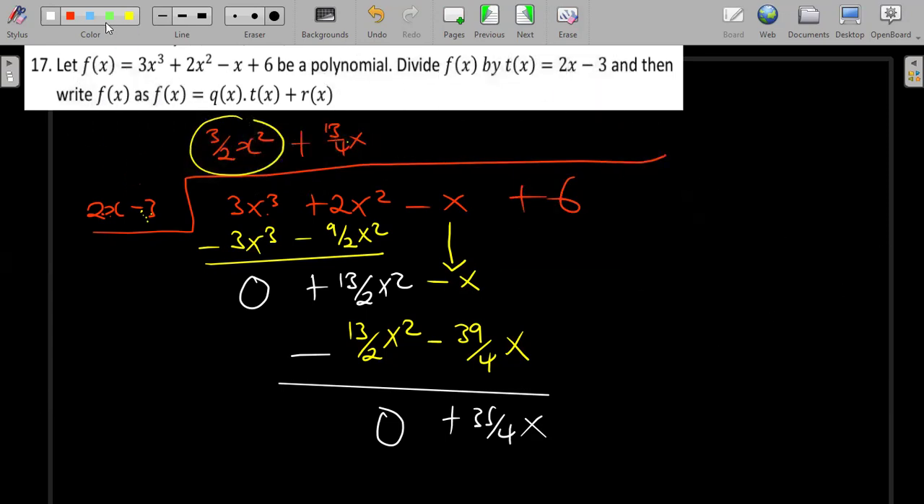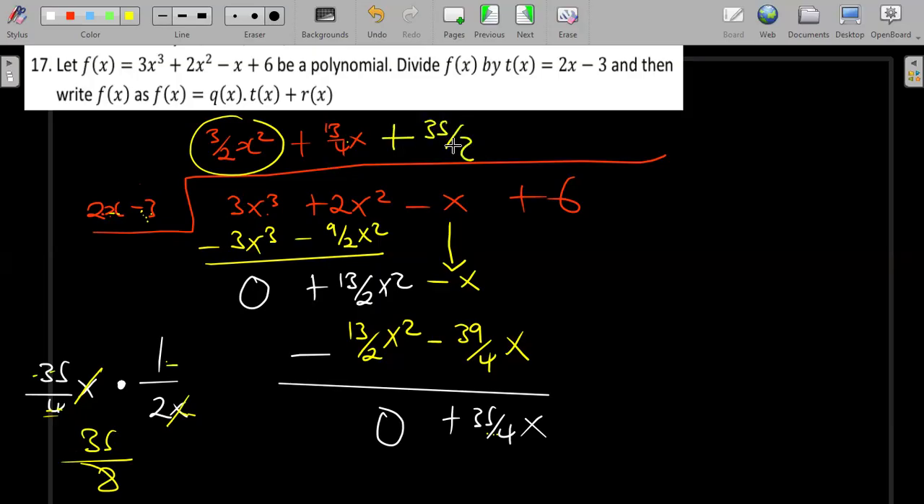Okay, and then from there, what do we do? We divide again. So 2x into this. So we have 35x over 4 divided by 2x, which is the same as multiplying by 1 over 2x. So what we see is the x and the x cancel. 35 divided by 4 multiplied by 2, that would be 8. So this divided into this will simply be plus 35 over 8.